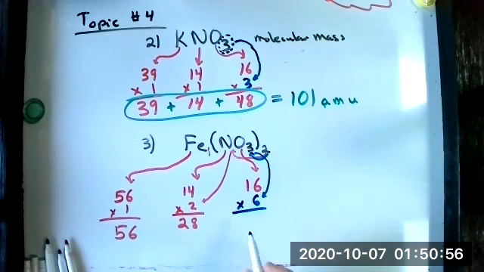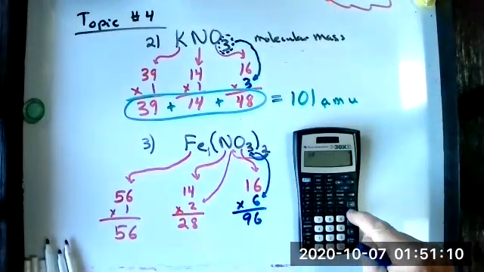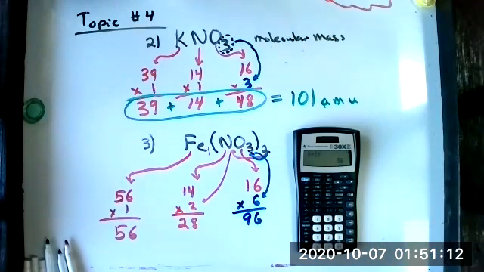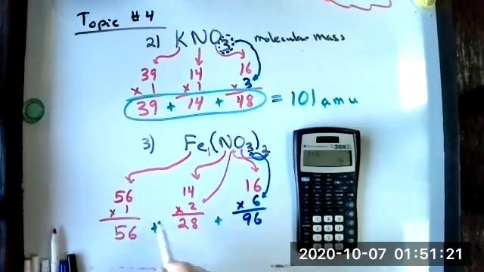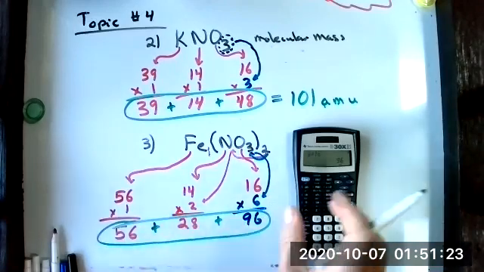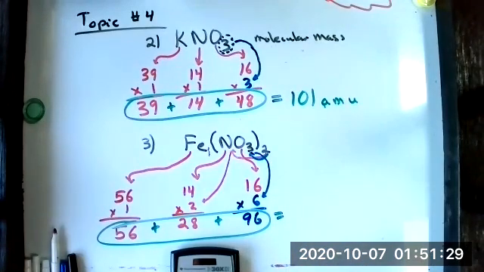6 times 16 is 96. Hang on, I'm going to double check my mental math. 6 times 16. Okay, 96. Good. Got them. Finally, add them. Total. Add them up, my friends. 96 plus 28 plus 56.